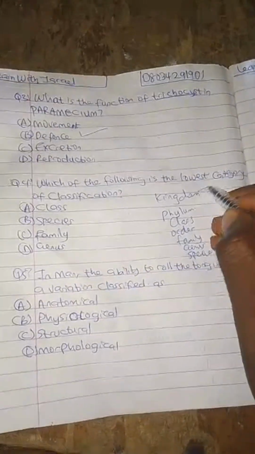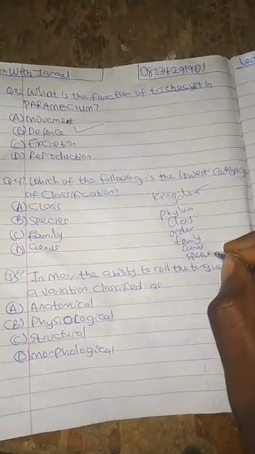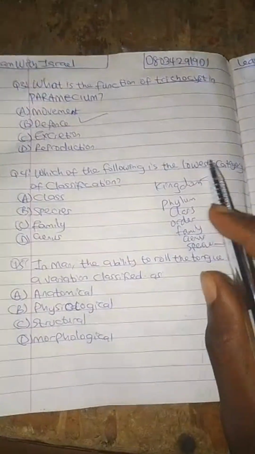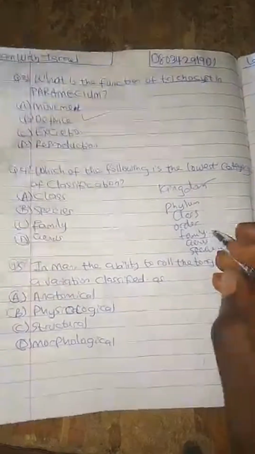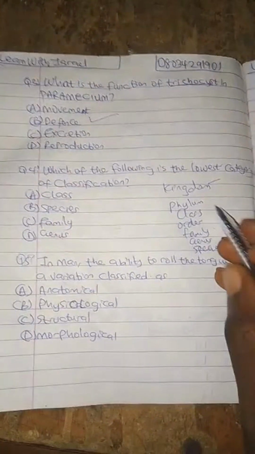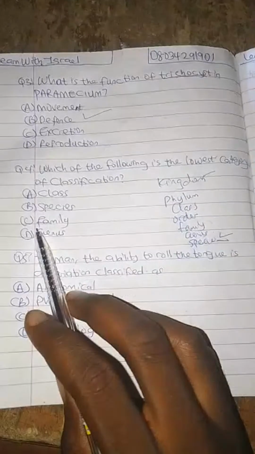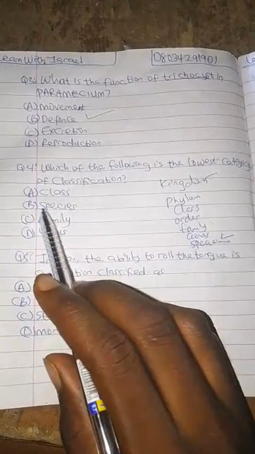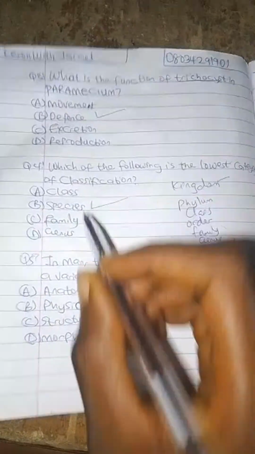So this is the highest. The highest is the kingdom, while the lowest is the species. So the lowest category of classification is species, while the highest is kingdom. So if we check our options, you can find species in option B, which is the correct answer.